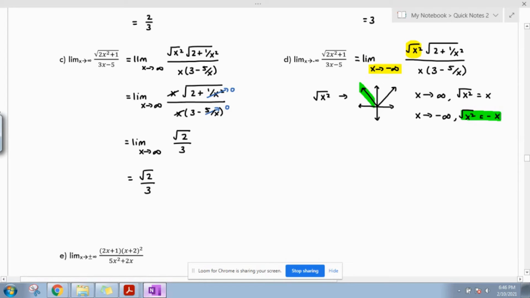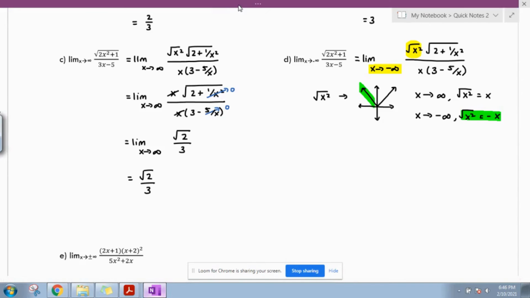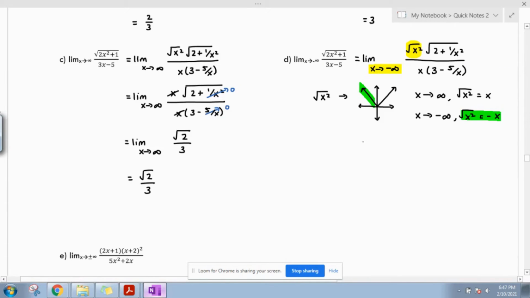So in this particular case, you have to be very, very careful when you're dealing with square rooting something, when you're dealing with limits at infinity. So this is now going to change for us. If I simplify this, it now becomes the limit as x approaches negative infinity. Rather than positive x, you now have negative x, and then square root of 2 plus 1 over x squared, all over x, and then 3 minus 5 over x.